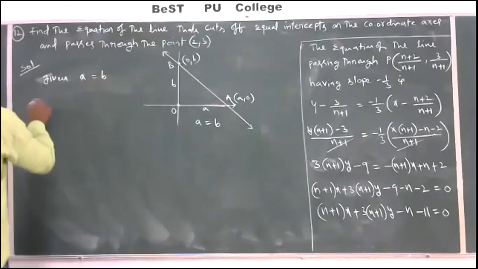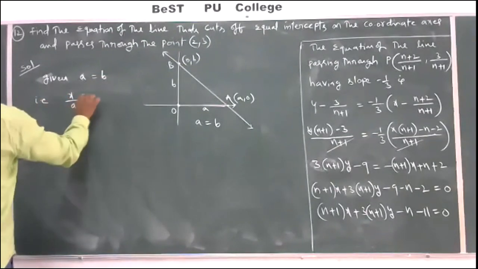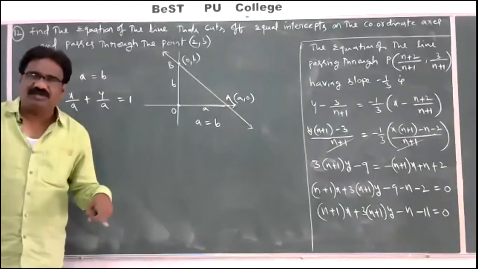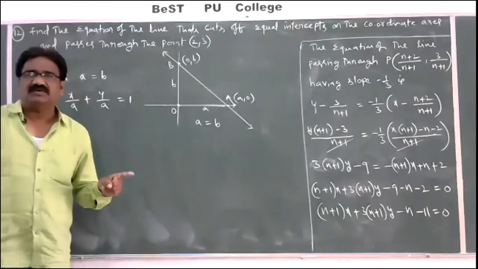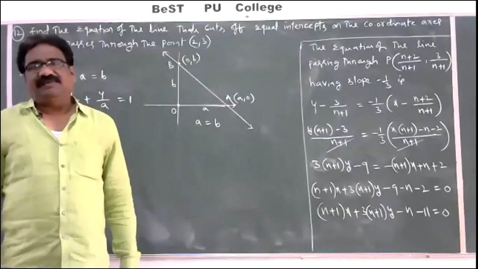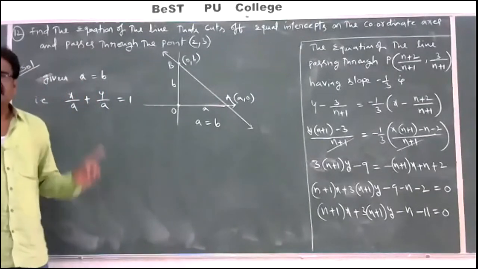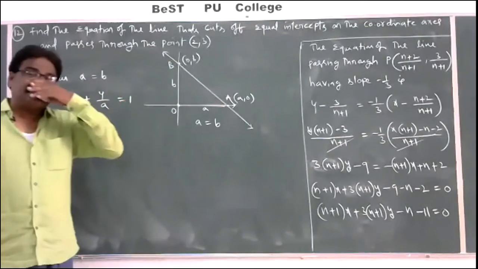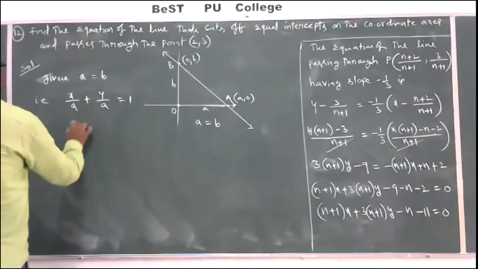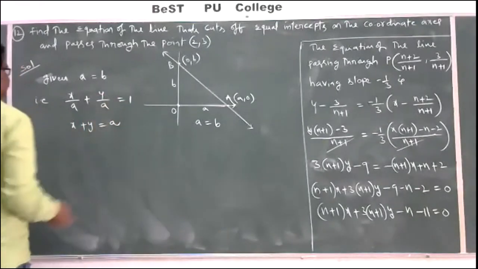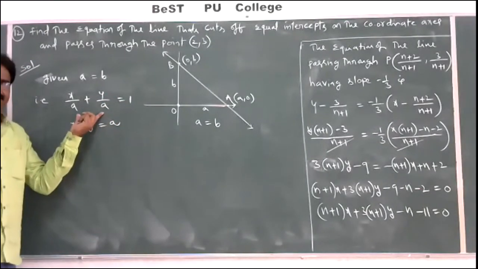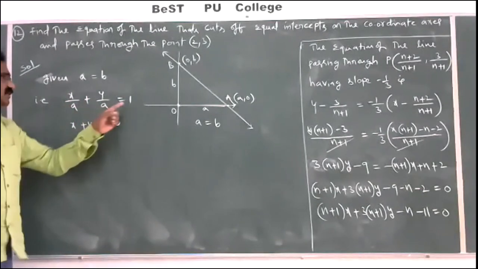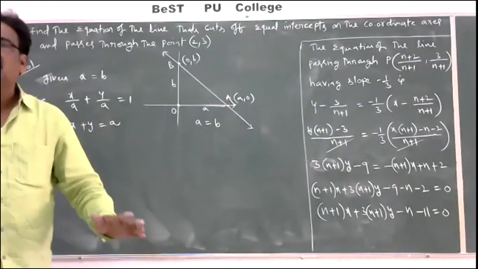Given a is equal to b, that is x by a plus y by a is equal to 1. What is the intercept form? You know, x by a plus y by b is equal to 1. We proved in the previous classes. The intercept form is x by a plus y by b is equal to 1. So here equal intercepts means x by a plus y by a is equal to 1. Here you get a simplification. x plus y is equal to a. a is the LCM. You take LCM, a is the LCM. In the numerator you get x plus y. Then cross multiplication you get x plus y is equal to a.